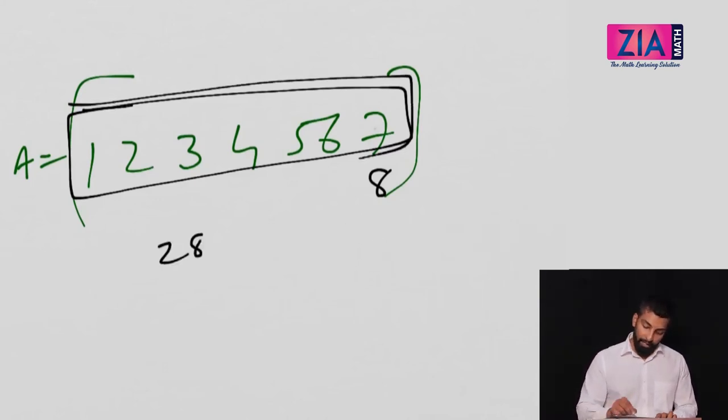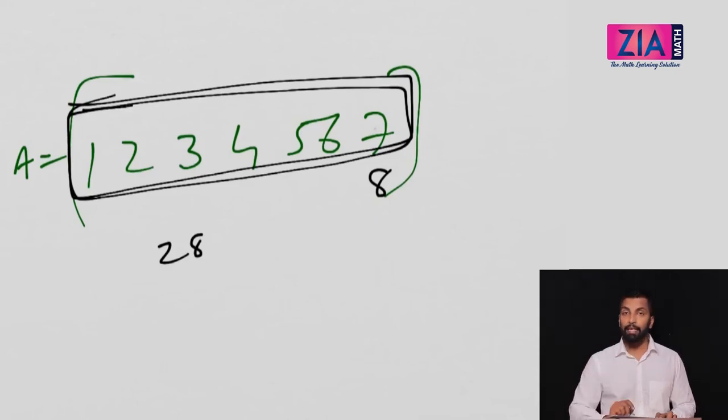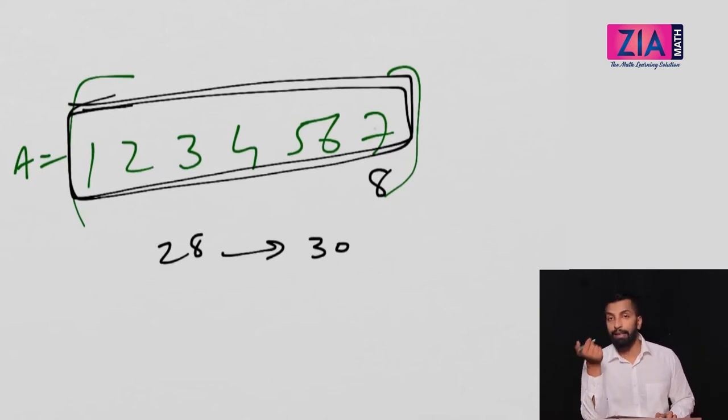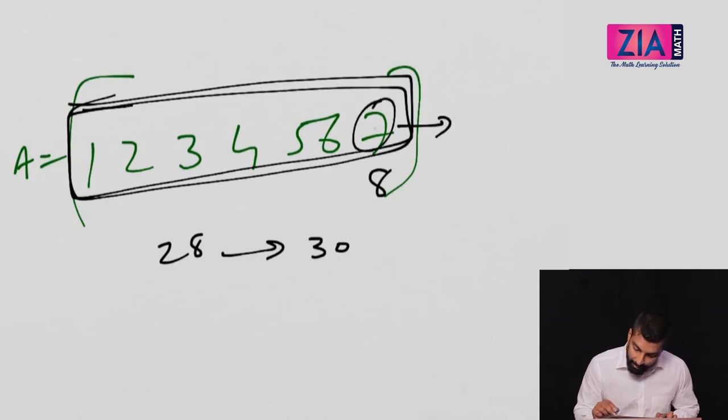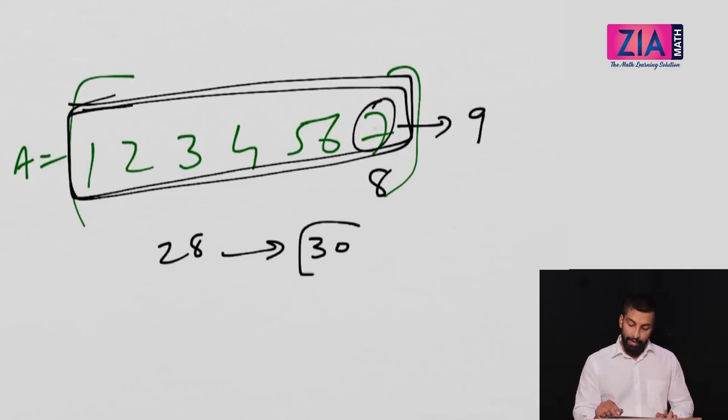For this number, sum is 28. So if sum is 30, it is divisible, right? If this 28 is 30, this number is divisible by 3. So how will you make it 30? You can put this as 9. Instead of 7, if you change it to 9, the sum you will get is 30. Then it is divisible by 3. But what is the problem? It's an odd number. That means it is not divisible by 2.